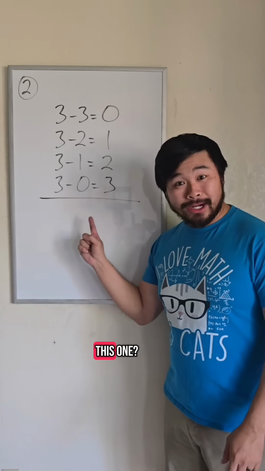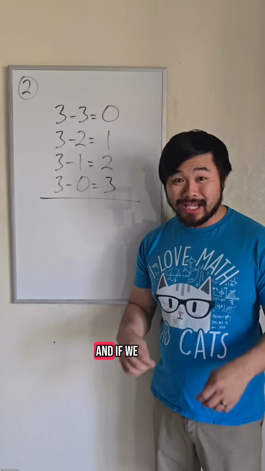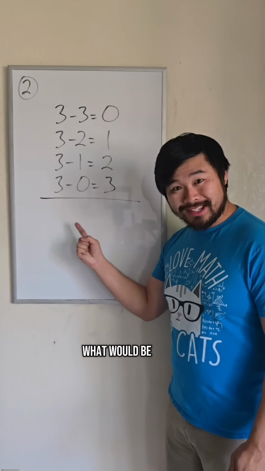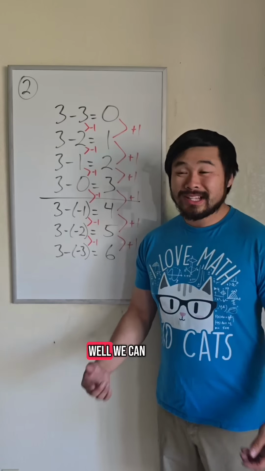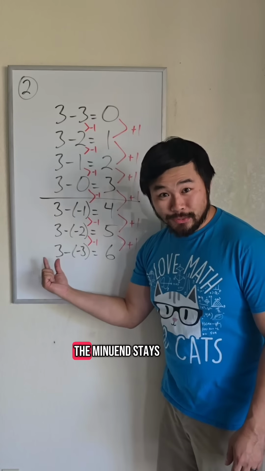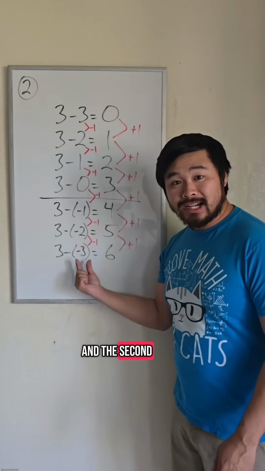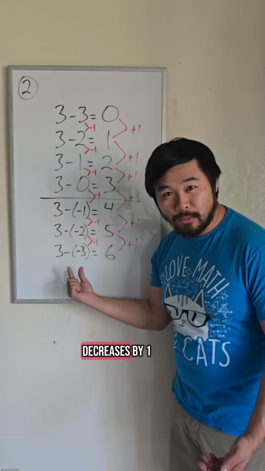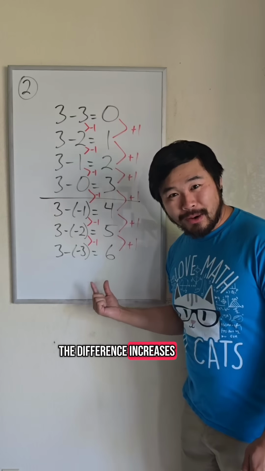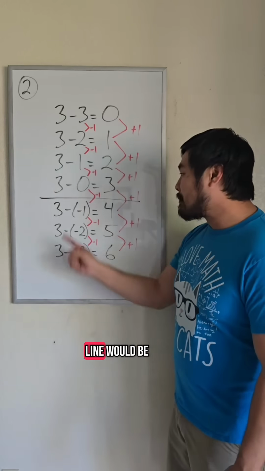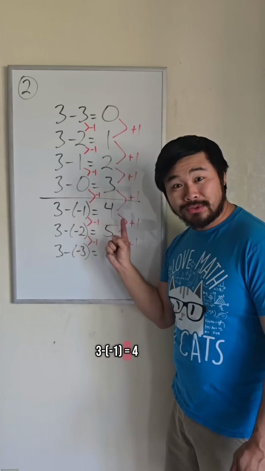Now, what about this one? What pattern do you notice? And if we continued that pattern, what would be this next line? Well, we can see that if the first number, the minuend, stays the same, and the second number, the subtrahend, decreases by 1, the difference increases by 1. So the next line would be 3 take away -1 equals 4.